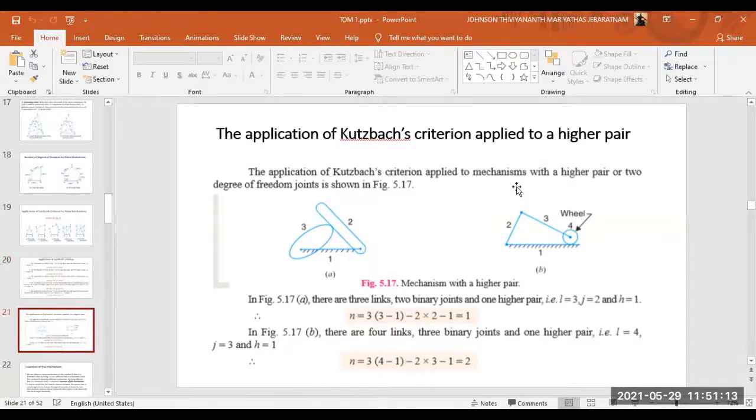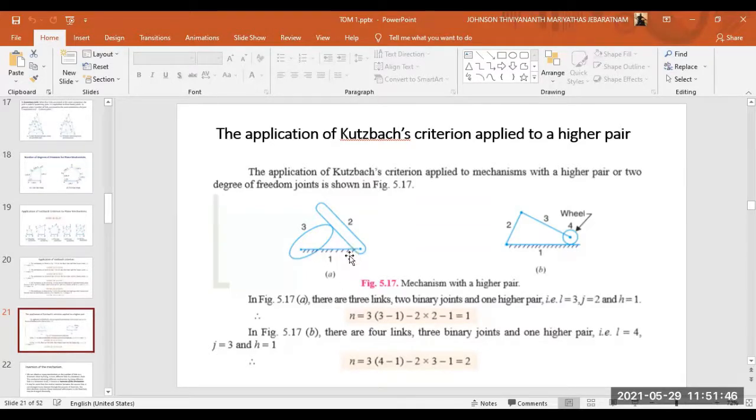Right. So here, if you see in between the points, I mean members 2 and 3, there's a kind of surface contact or line contact, you can say, right? So criteria with the higher pair or 2 degrees of freedom, right? So now we will put this one in the equation, right? So n is equal to 3 into L minus 1 minus 2j minus h, right? That's the formula.